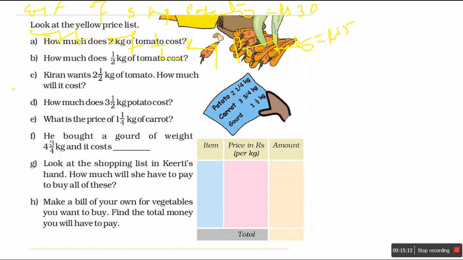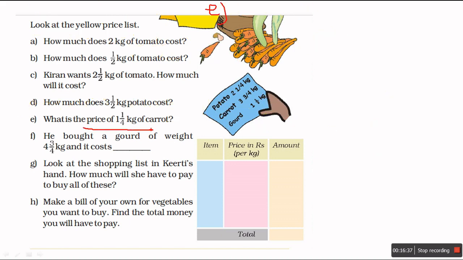So cost of 3 and half kg potato is equal to rupees cost of 3 kg, which is 30, plus cost of half kg, which is rupees 5. So total cost is equal to rupees 35. Okay, so now let us move to question number E.